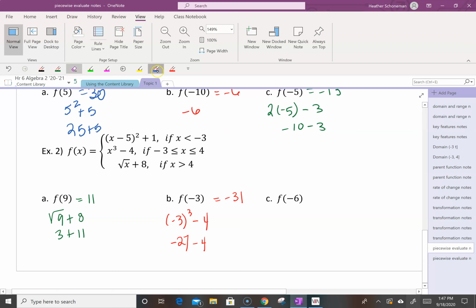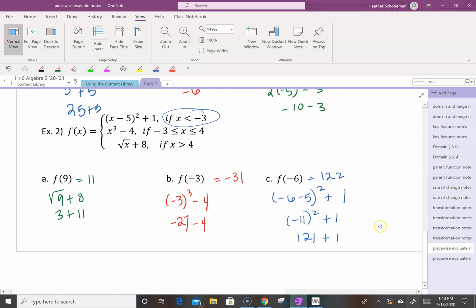On the last one, f of negative 6. If I'm looking at my choices, negative 6 is less than negative 3, so that's the one I'm going to put it into. So I'm going to have negative 6 minus 5 squared plus 1. So I have negative 11 squared plus 1, so 121 plus 1, because negative 11 squared is negative 11 times a negative 11, so it's positive. So I get 122 for my final answer.